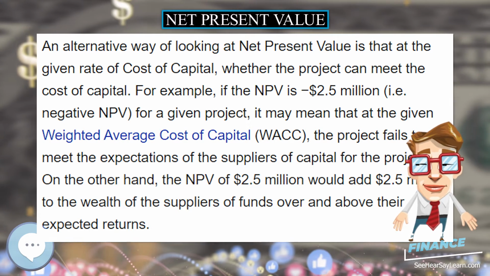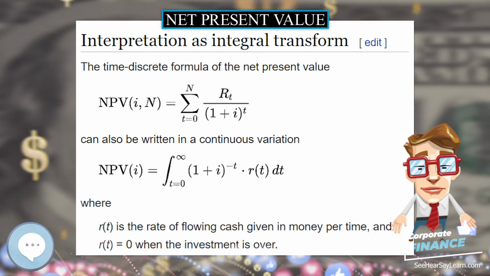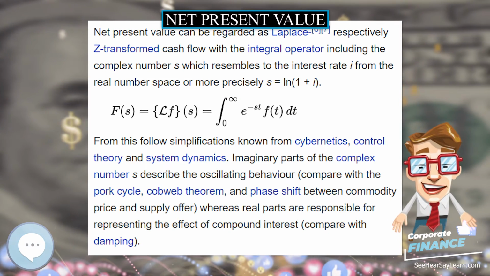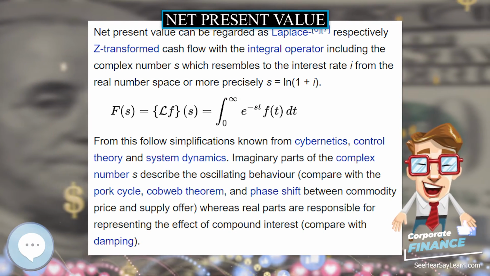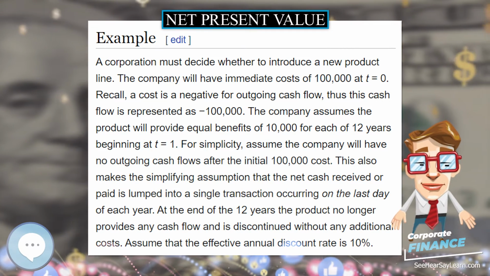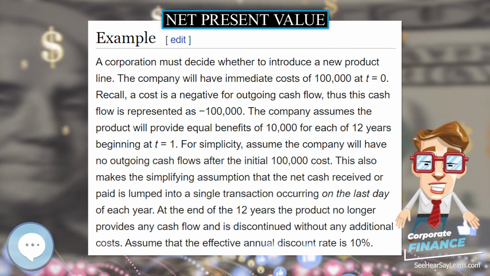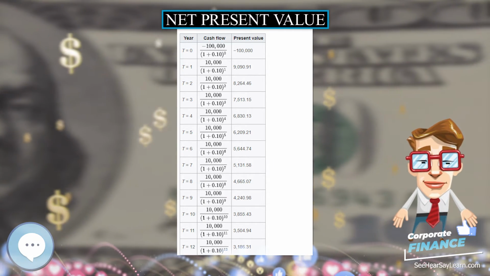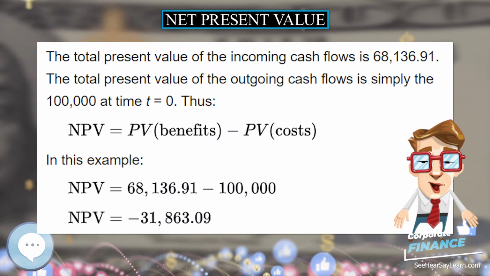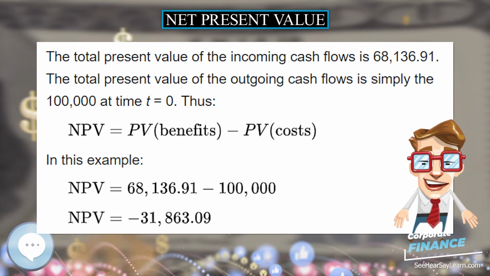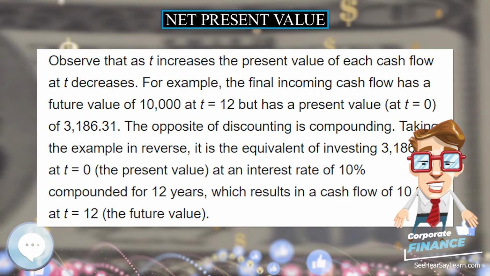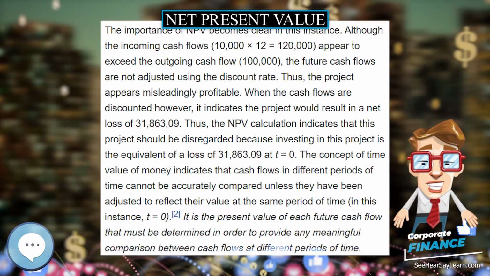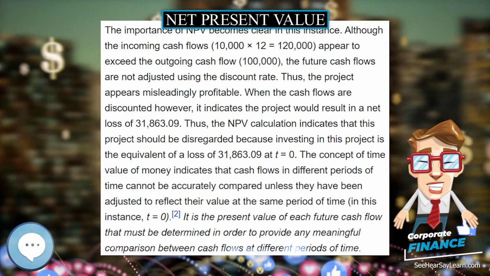Example. A corporation must decide whether to introduce a new product line. The company will have immediate costs of $100,000 at t equals 0. Recall, a cost is a negative for outgoing cash flow, thus this cash flow is represented as minus $100,000. The company assumes the product will provide equal benefits of $10,000 for each of 12 years beginning at t equals 1. For simplicity, assume the company will have no outgoing cash flows after the initial $100,000 cost.